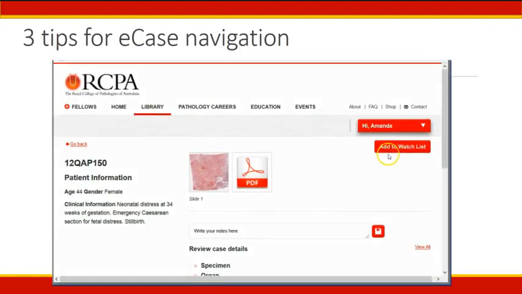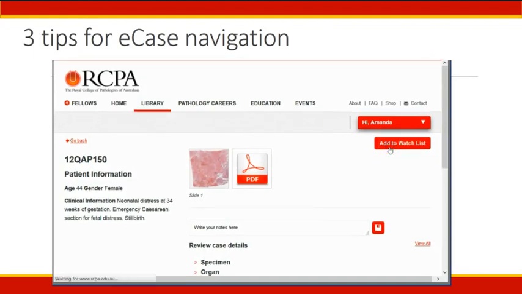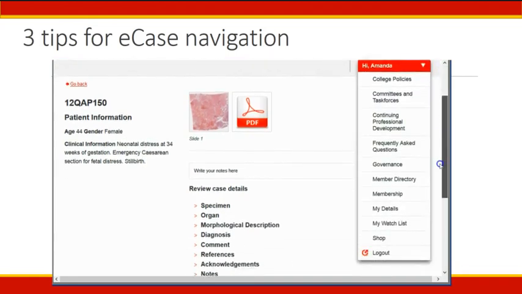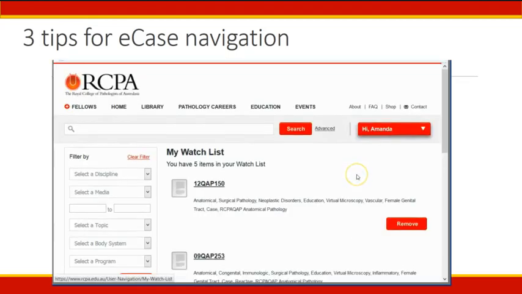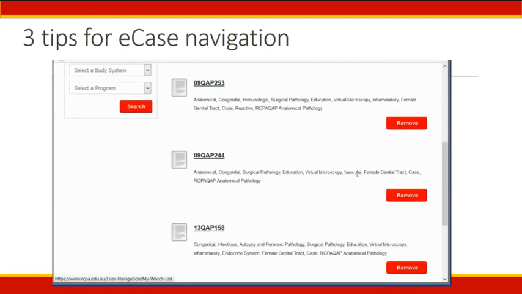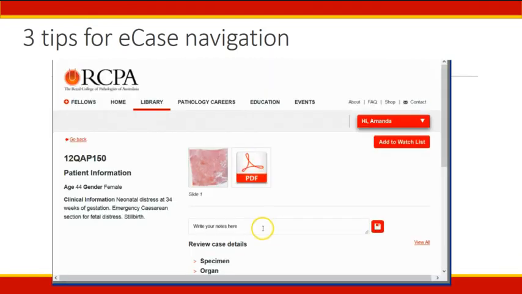Now there are 3 tips I'd like to share. First is the watch list button, which functions as a save to favorites. This case is a placenta for my placenta workshop, so I've added it to my watch list. How do I retrieve it from the watch list? Go up here to the Your Name button and scroll down, and you can see my watch list. You can see all of the placenta cases that I've selected for my workshop.